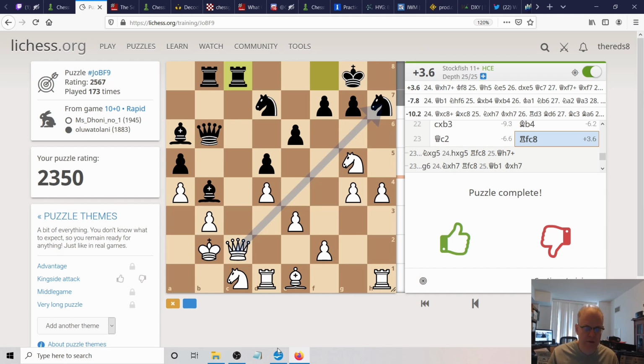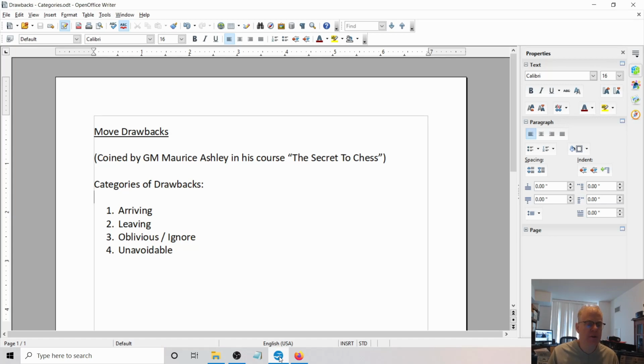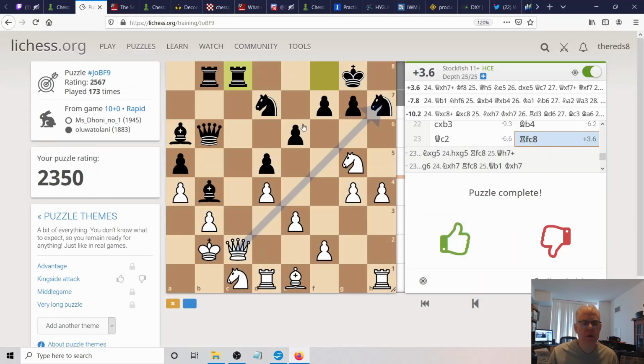So the question is, which of these categories is it? So arriving, leaving, oblivious, ignore, and unavoidable. So the square it's arriving on. What I always try to do, as I think about these problems, is look at the squares that the piece moved from and to. So it's arrived on c8, and that obviously means that it could be a target of the queen. But as we look at this, the idea right now isn't to go into in-depth calculation, it's just to get an initial visualization of the problem.